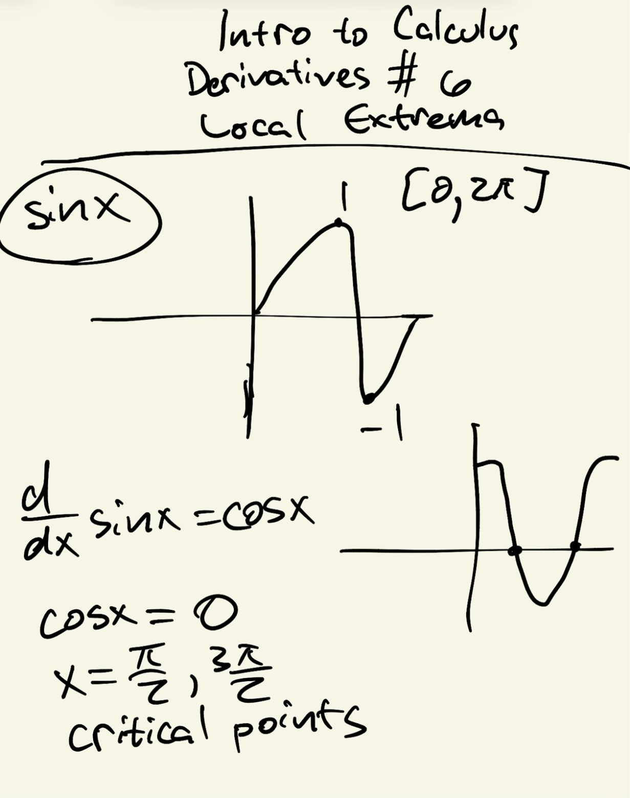Therefore, it's the lowest. So those are the critical points, which makes sense with sine of x, because if you plug in pi over 2 and 3 pi over 2, you will find your local maxes and mins. So that is basically how you can use derivatives to find local maxes and mins of functions.